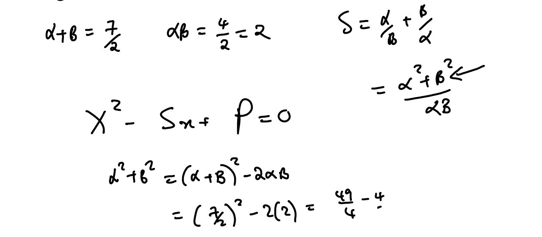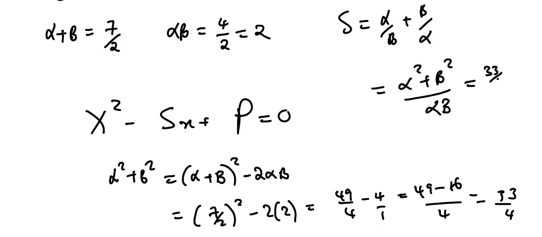This is a minus 4. So this is just going to give us 49 minus 16 over 4. This is going to give us a 33. That's 33 over 4. So alpha squared plus beta squared is simply the same thing as 33 over 4. Then divided by this guy here, which is alpha times beta, which is just a 2. This will simply give you 33 over 8.